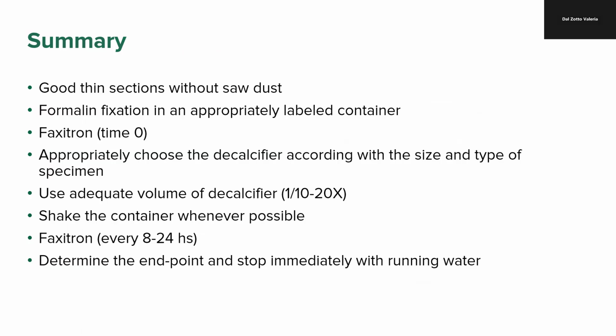In summary, make good thin sections without sawdust, with formalin fixation in an appropriately labeled container. Use the Faxitron on the specimen at time 0 and every 8 to 24 hours for big specimens. Appropriately choose the decalcifier according to the size and type of the specimen, use the adequate solution and the adequate volume of solution, shade the container if you can, and determine the endpoint and stop immediately with running water.